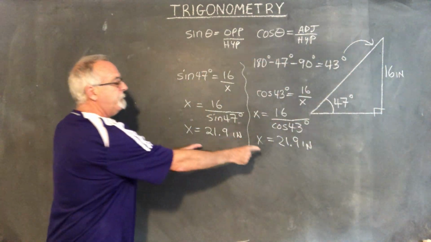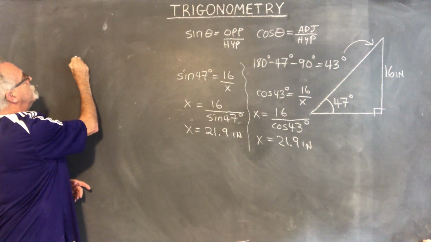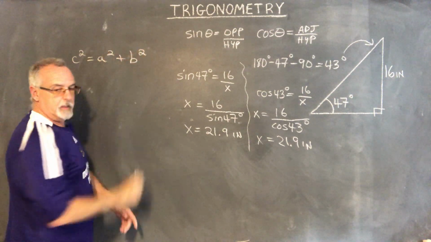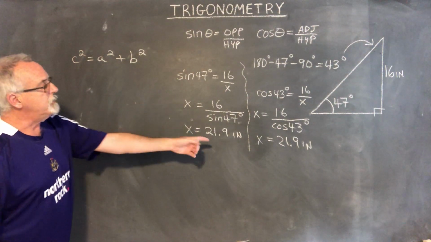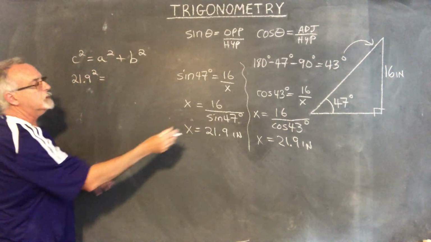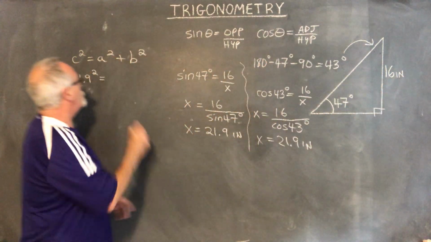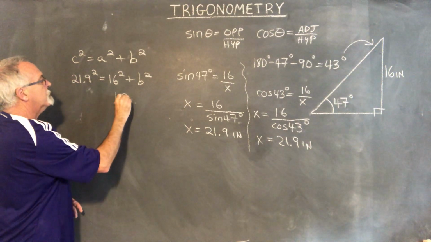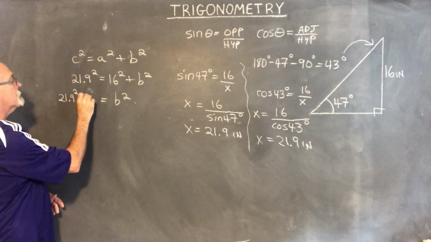So the final step from either of these methods I'm going to do over here. We know that Pythagoras is c squared is equal to a squared plus b squared, if a and b are the legs, and c is the hypotenuse. The hypotenuse is the 21.9, so we have 21.9 squared is equal to, and it doesn't matter whether we call this leg a or b, so I can say is equal to 16 squared plus b squared. Therefore, b squared using algebra is equal to 21.9 squared minus 16 squared.